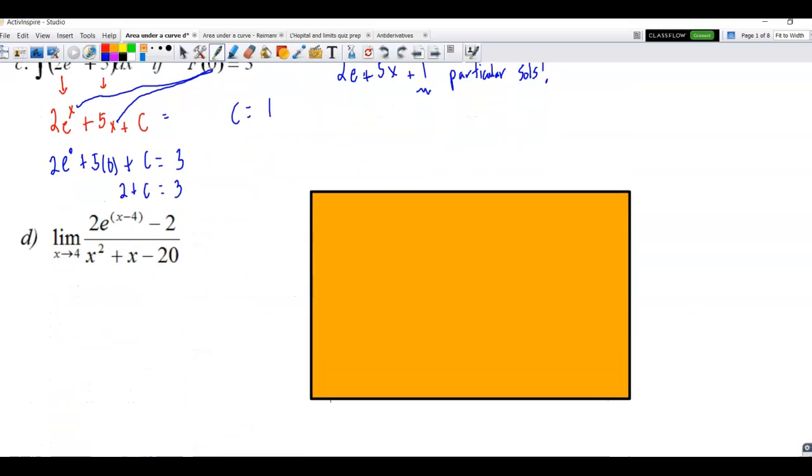In letter D, we are not doing anti-differentiation, we are finding a limit. So when we find limits, remember one of the first strategies is we like to try direct substitution. If I substitute 4 into the numerator, that'll give me 2e to the 4 minus 4 minus 2. E to the 0 is 1 times 2, and 2 minus 2 is 0. Uh-oh. Looks like L'Hopital may be coming into play here.